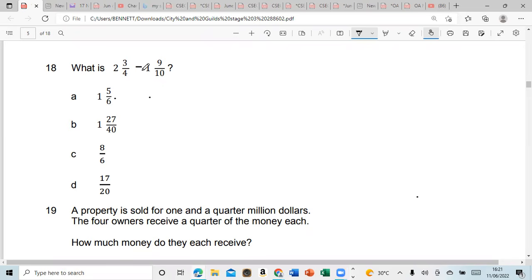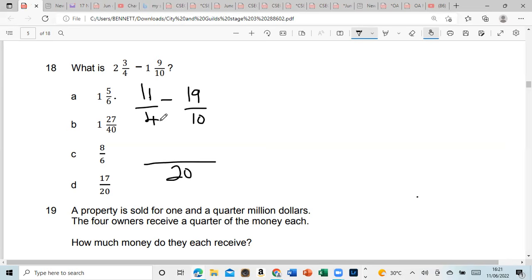Alright, so we're going to look at 2 and 3 quarters. I was saying I'm going to do it the long way. 2 times 4 is 8 plus 3 is 11, minus 1 times 10. The LCM will be 20. So 4 into 20, 5, 5 times 11 is 55. 10 into 20, 2, 2 times 19 is 38. Alright, so 55 minus 38 is 17 over 20. So number 19 would be D.